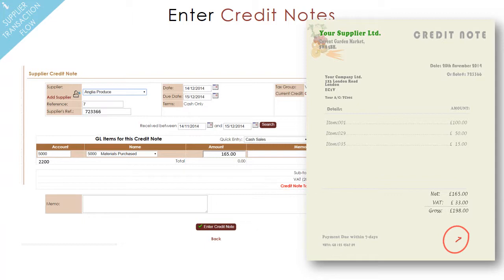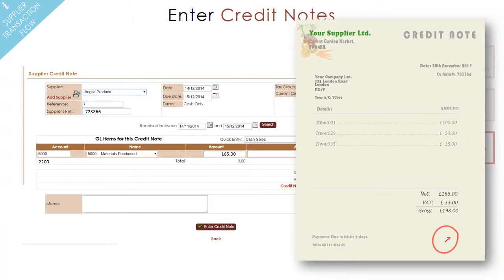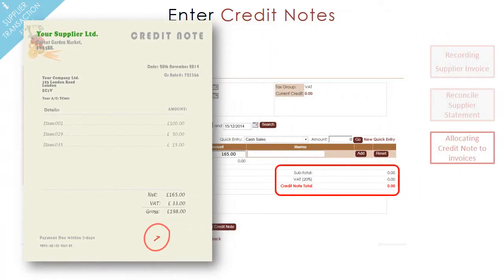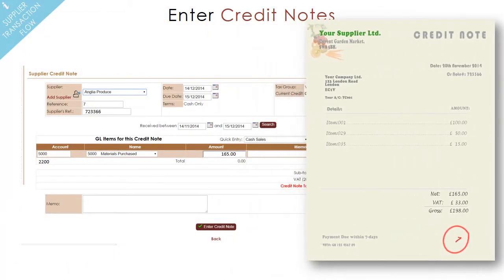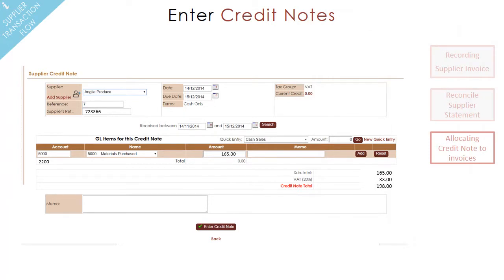Once all the items have been entered, ensure the subtotal, VAT and credit note total displayed on the bottom right of the screen match accurately what is displayed on the credit note. If you wish, you can add a memo or a note relating to this credit note in the memo box. Finally, have a quick check to see if everything looks okay, and then click on the Enter Credit Note option to record the transaction.